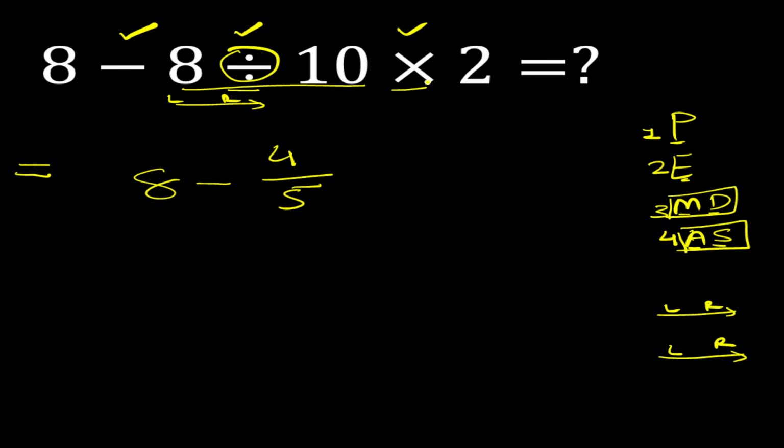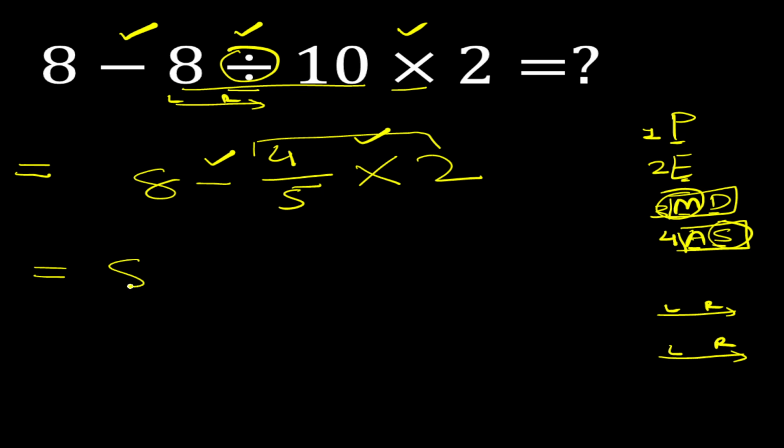8 minus 4 upon 5 times 2, right? So now we have one subtraction and one multiplication. So according to PEMDAS, first we have to solve multiplication, then we have to solve subtraction. So 4 times 2 is equal to 8. So 8 minus 4 times 2 is equal to 8 divided by 5.